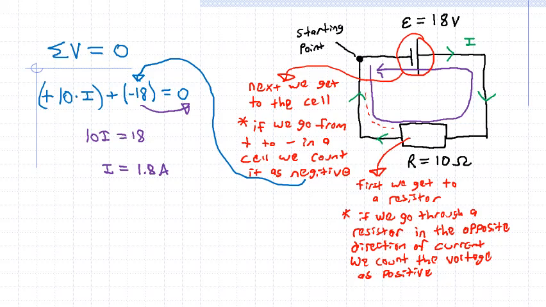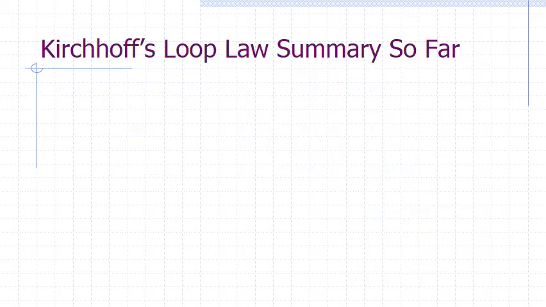with an 18 volt source. I think the last one actually had a different voltage of the source. We could have made this 12 as well, and we would have gotten 1.2. So yeah, you can see how that works.